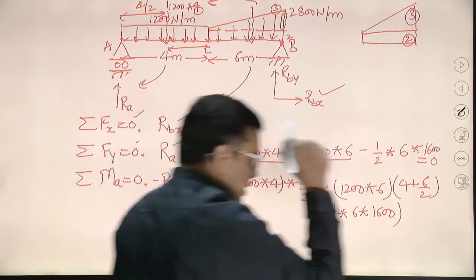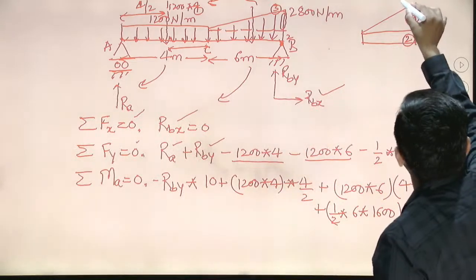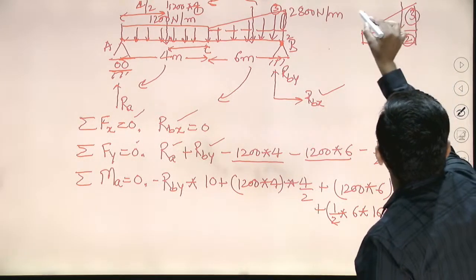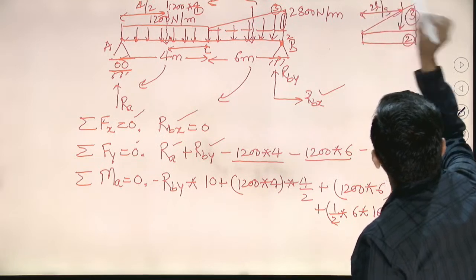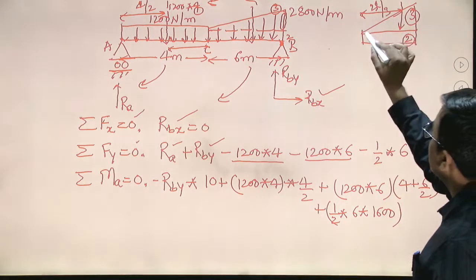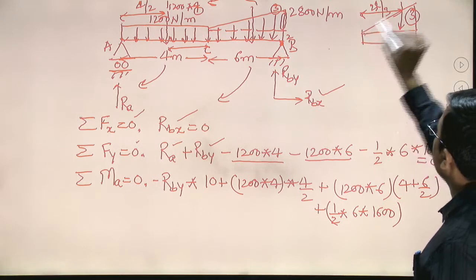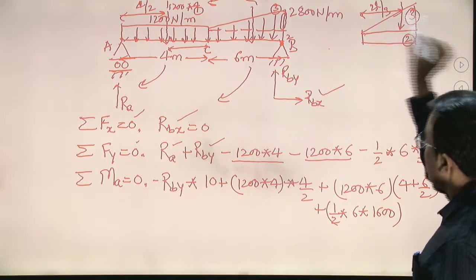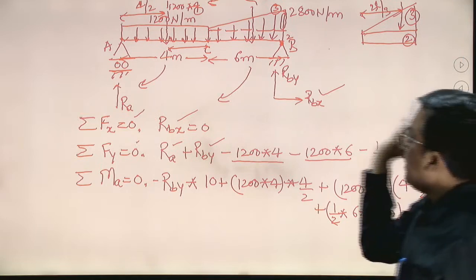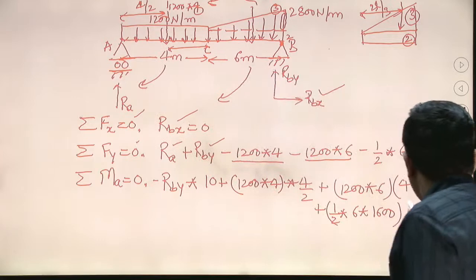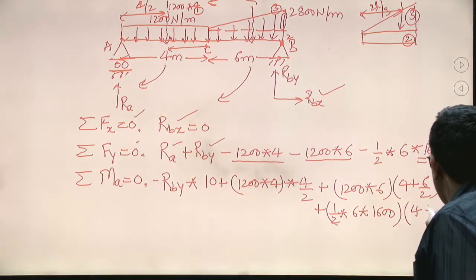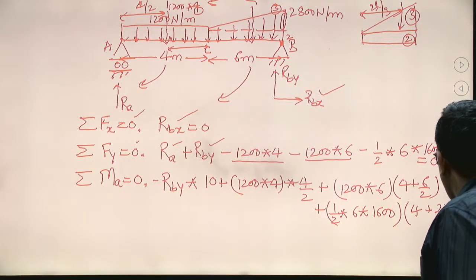Where is the UBL effective? UBL is effective at 2L by 3, from 0, from where it starts. 2L by 3 from this point. So what will be the distance? From point A, 4 plus 2L by 3, and L is how much here? 6. So 2 into 6 by 3.